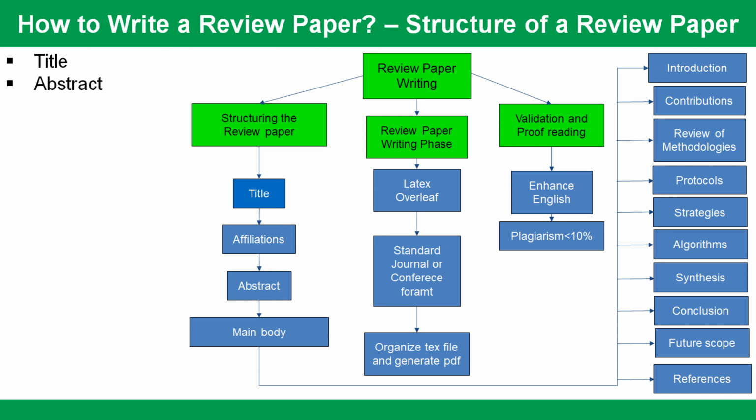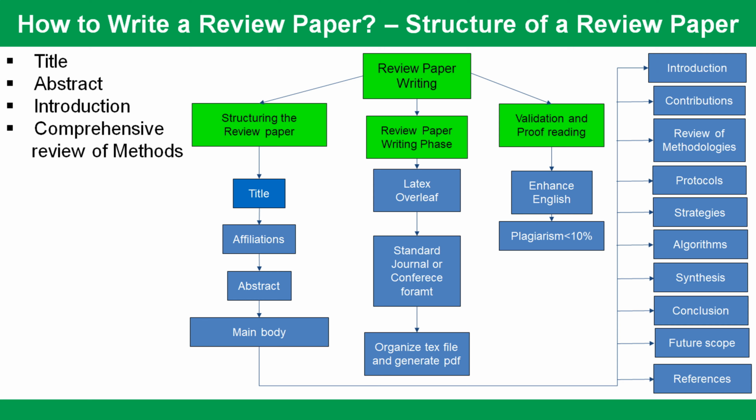The abstract should provide an overview of the main points discussed in your review paper, including the objectives, methods, key findings, and conclusions. Begin the body of your review paper with an introduction. This section should provide background information on the topic, introduce the central problem or question addressed in the review, and outline the structure of the paper.